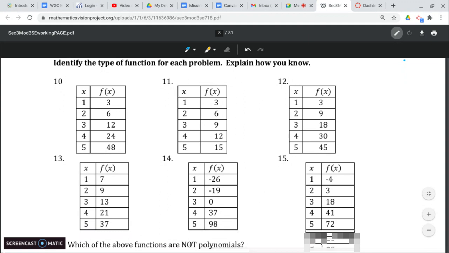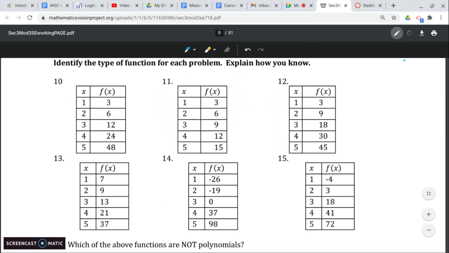All right, for the next section, we're identifying the type of function for each problem. So we've got exponential, linear, quadratic, and cubic. We have all these different kinds of functions that we could have. If we look at this first one here, we're going from 3 to 6, 6 to 12, 12 to 24, 24 to 48. What are we going up by each time? Well, we aren't adding the same thing each time, because between the first two we'd be adding 3, the next we'd be adding 6.